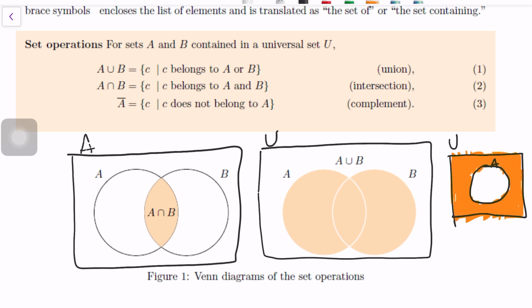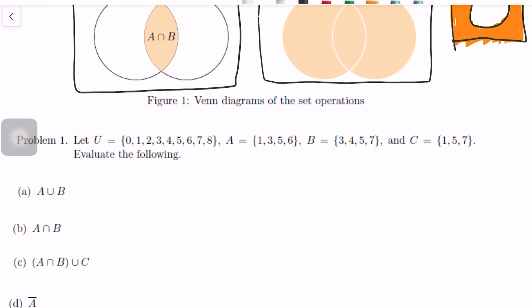Okay, so let's look at the problem here. So we have our universe set. Those are the only elements we can work with, right? So we have 0, 1, 2, 3, 4, 5, 6, 7, 8. So the universe is the set containing those 9 elements from 0 to 8. Now A is a set that has elements 1, 3, 5, and 6. B is a set that has those elements 3, 4, 5, and 7, and so on, right? And C is this. So let's find A union B. Well, the union of two sets is a set.